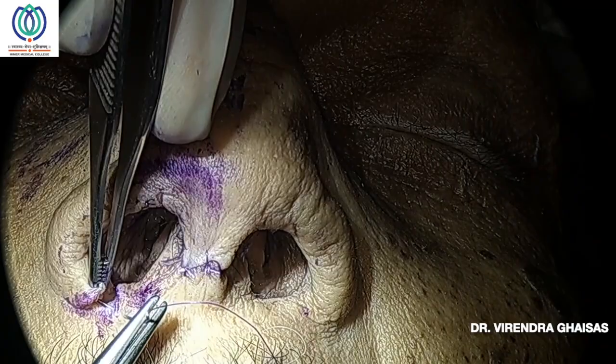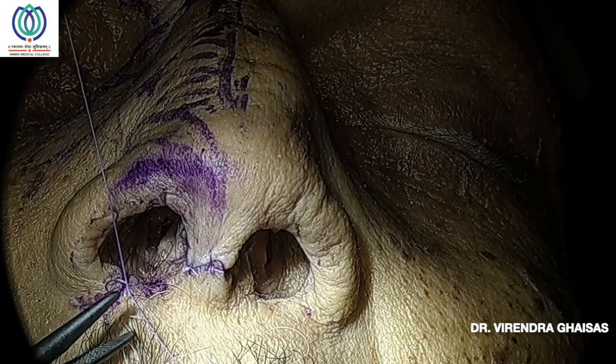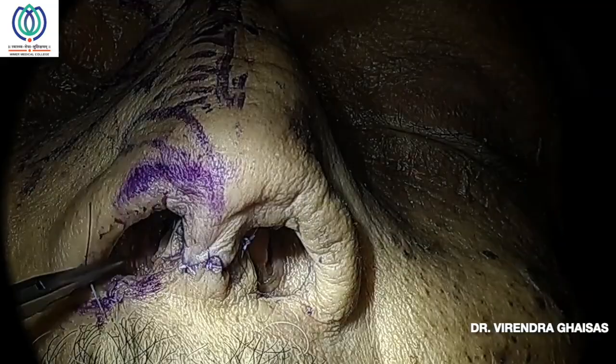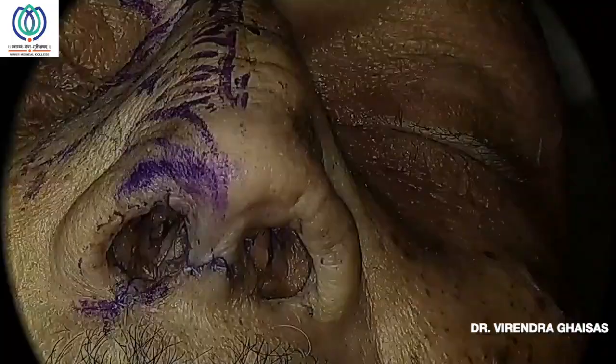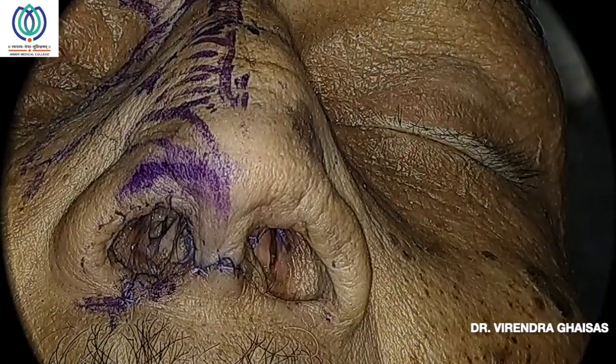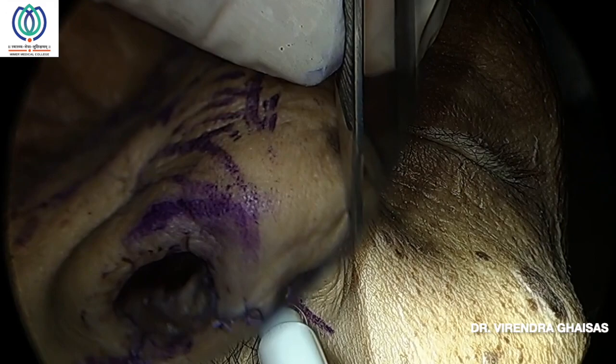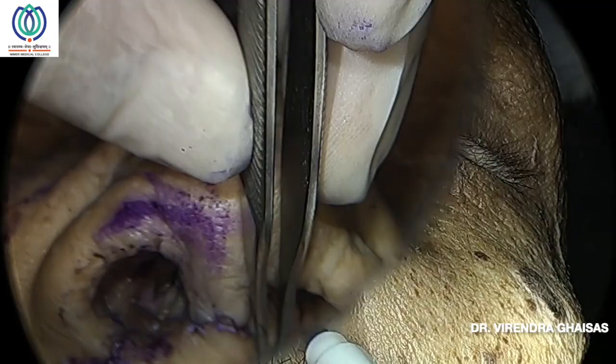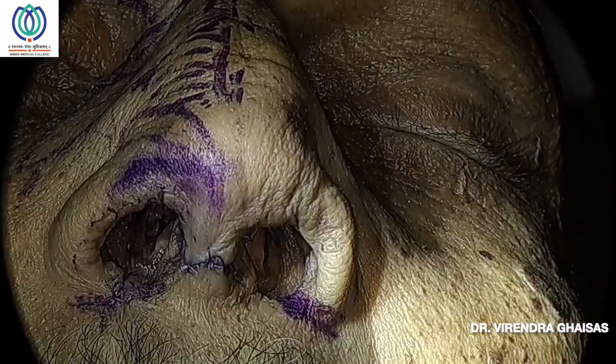Then sill excision is commonly used to narrow the base of the ala where it attaches to the cheek, which helps to reduce the nostril width without hampering the natural curve notch at the ala. Then hockey stick excision, which is a combination of wedge and sill. So according to the flaring of the ala and sill lengthening, you should choose which part of the excision has to be done.